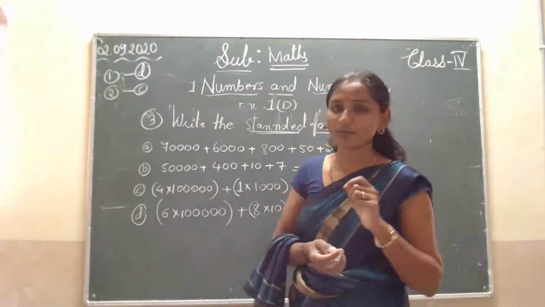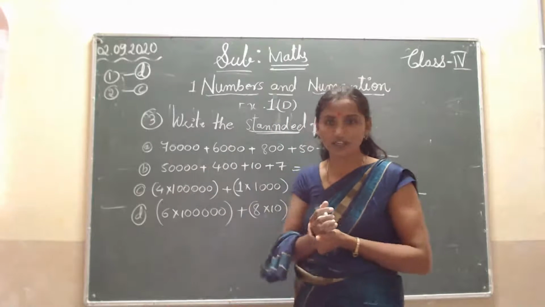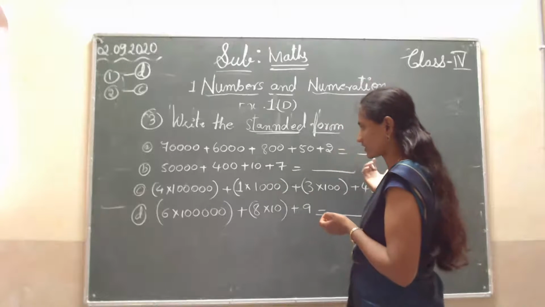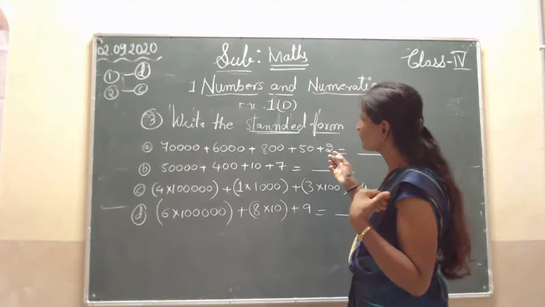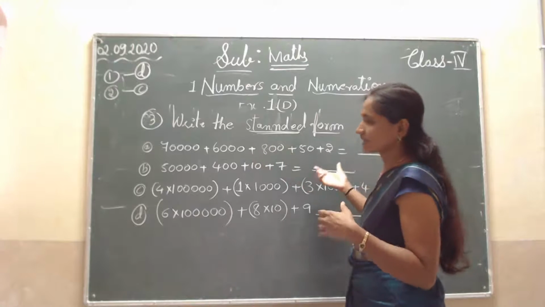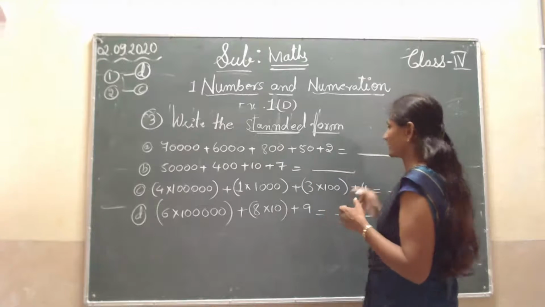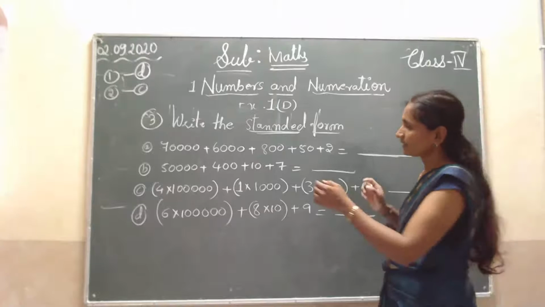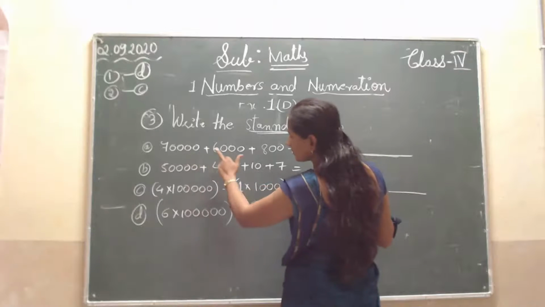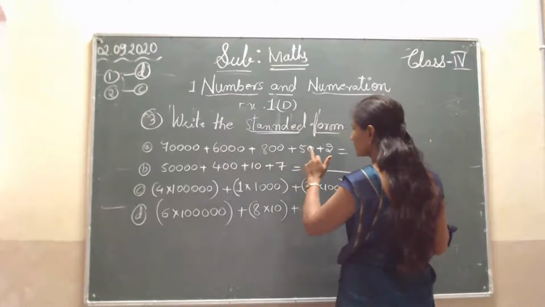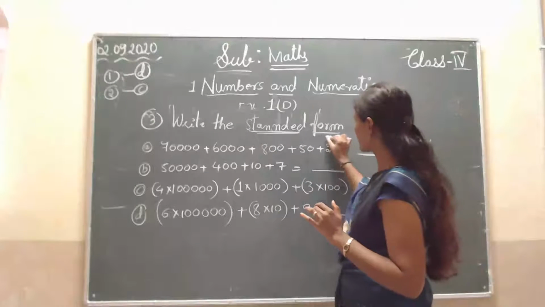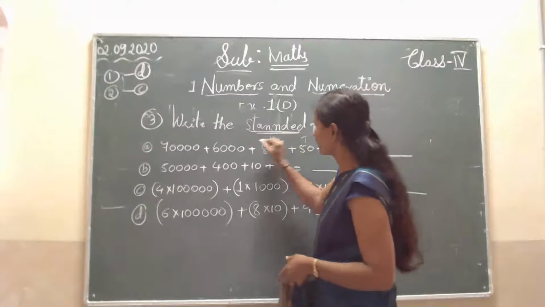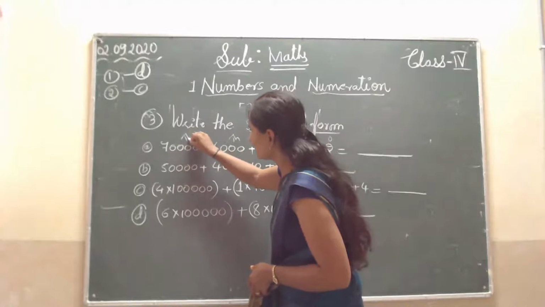Students, expanded form means given the numerals, you write the place value of each digit. But standard form means given each place value, we will write the numerals. So here given is 70,000 plus 6,000 plus 800 plus 50 plus 2. So given each place: ones, tens, 100, 1,000, 10,000.